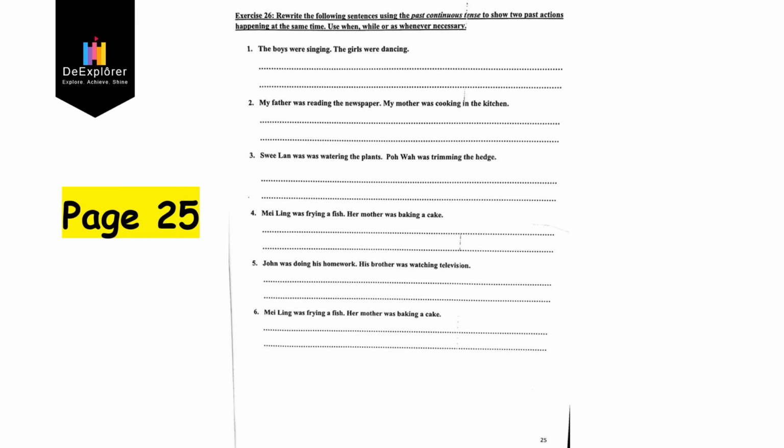Look at your workbook, page 25. Exercise 26. You're asked to rewrite the sentences using the past continuous tense to show two past actions happening at the same time. And you can use words like when, while, or as. Okay, so let's take a look at number 1. The boys were singing, the girls were dancing. So there are two actions here. 两个动词，对啊，所以做成一个句子的话 then you can use the word while or as. Okay, so let's see. You use the word while. So while the boys were singing, comma, the girls were dancing.